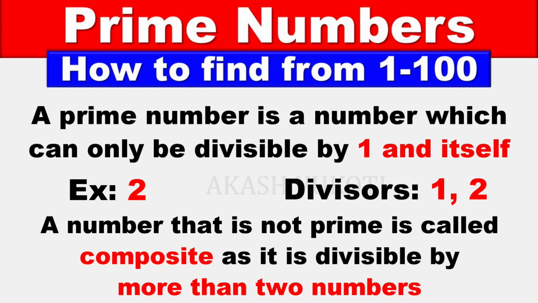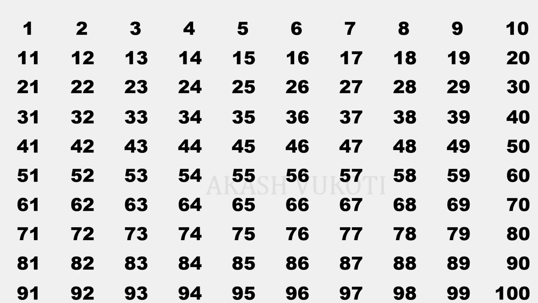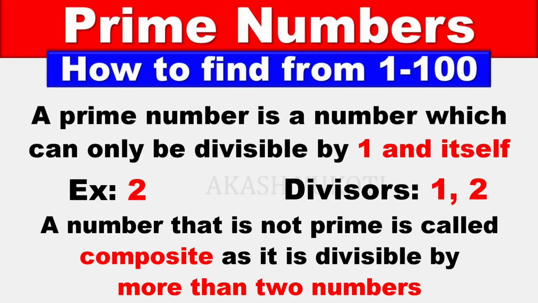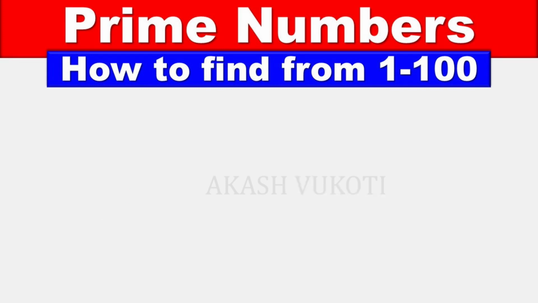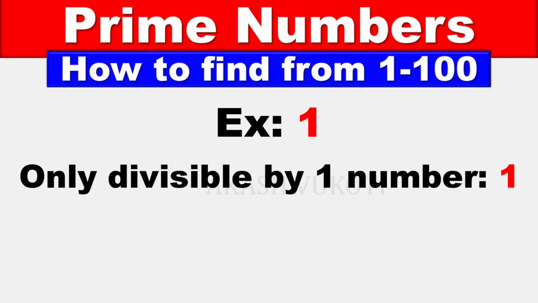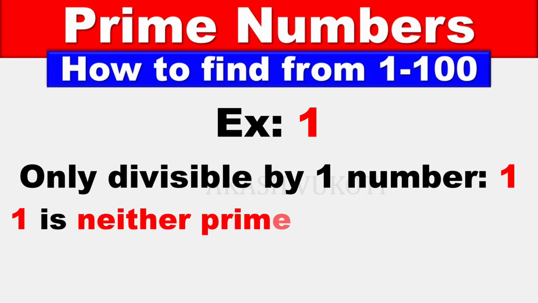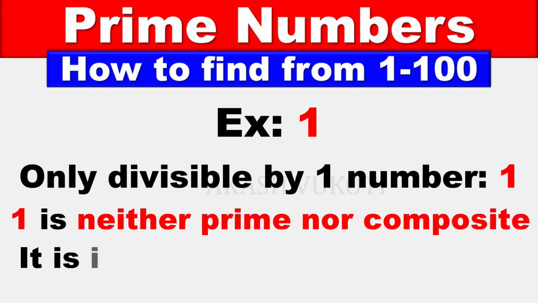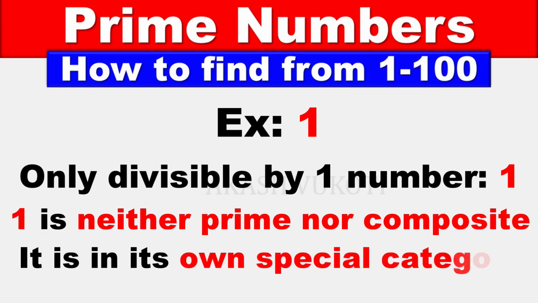Now let's deal with the special case of the number 1, because a prime number has to be divisible by 2 numbers, and a composite number has to be divisible by more than 2 numbers. So if we take a look at the number 1, it can only be divisible by 1 number, which is, well, 1. So is it prime or is it composite? Well, as it turns out, 1 is neither prime nor composite. It is in its own special category.